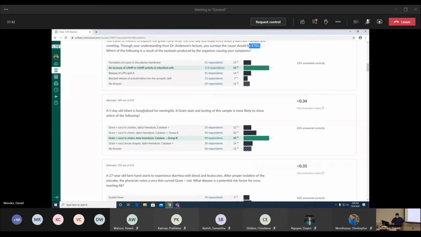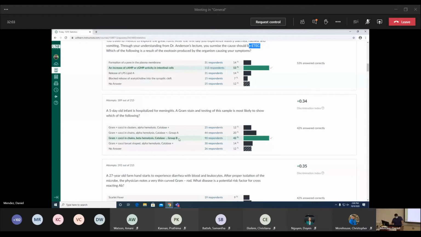A 5-day-old infant is hospitalized for meningitis. A Gram stain and testing of this sample is most likely to show which of the following? Everyone did really well on this one. So here, because we're talking about a 5-day-old infant, we're talking about neonates, and we only have one bacterium at this point that has neonate meningitis, and that's going to be Strep agalactiae.